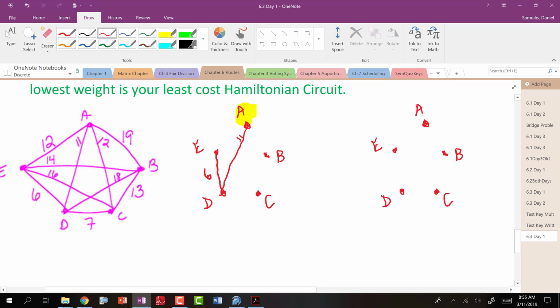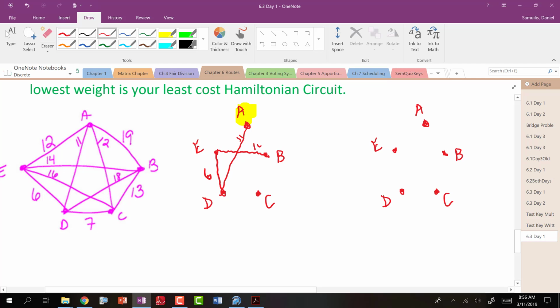Now I'm at E. I can only go to B or C. I don't want to close off A yet. I end at A, so I don't want to ruin that yet. That's the very last edge I have. So I can only go to B or C. Which one's smaller? B, which is a length of 14.